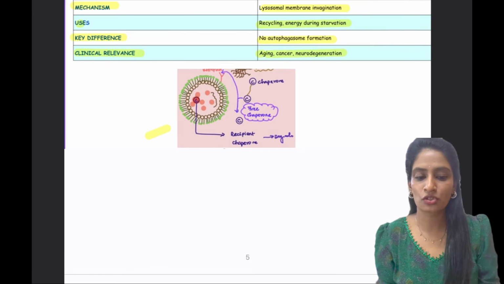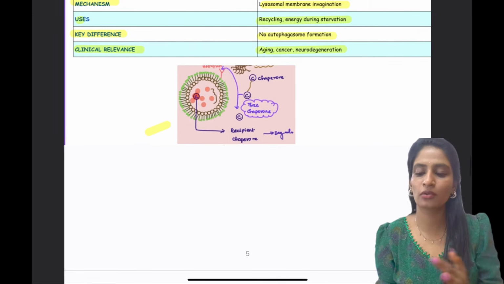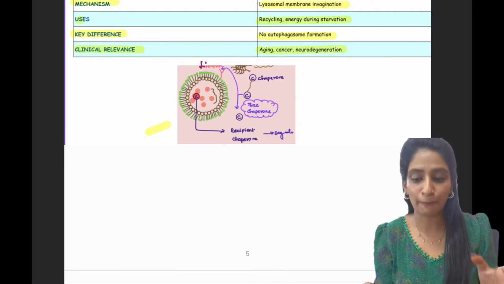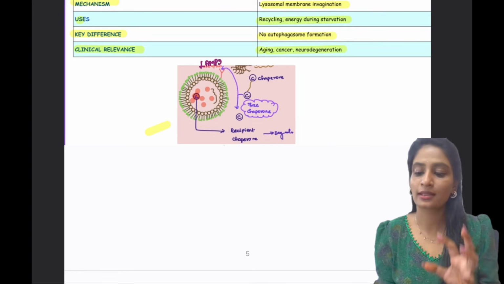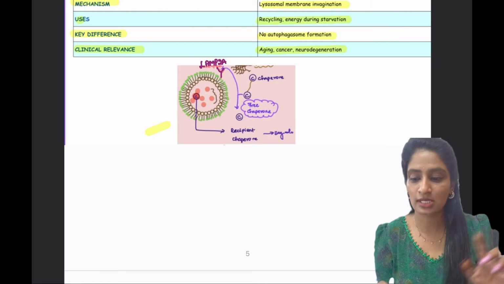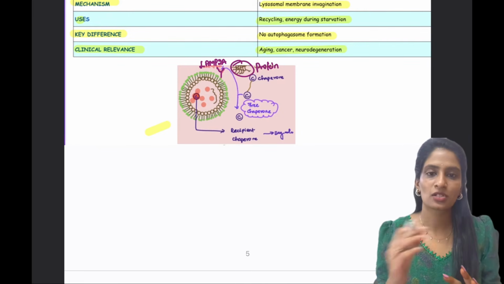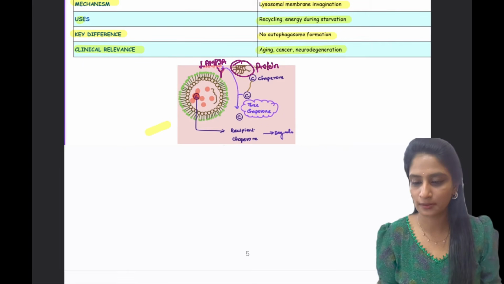Next comes chaperone mediated autophagy. You can see the diagram over here. There is a cell cytoplasm with LAMP2A, and there is a chaperone which you can mention as C, and there is a particular protein outside the cytoplasm, right? We'll explain this diagram a little later.